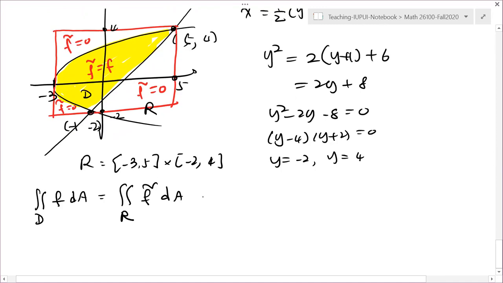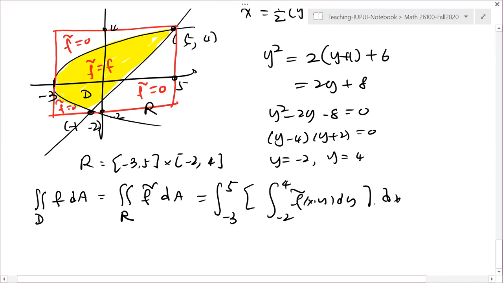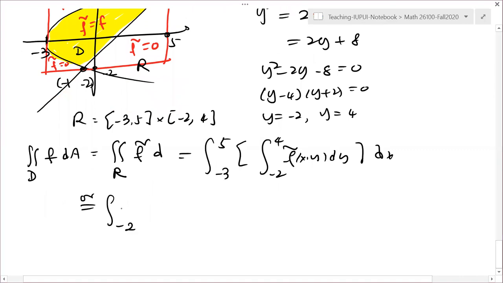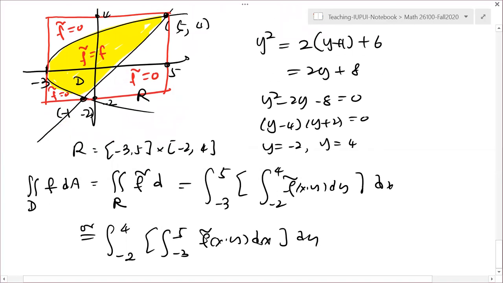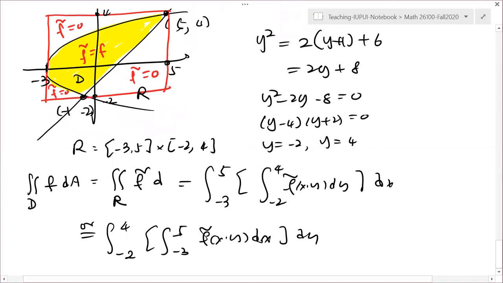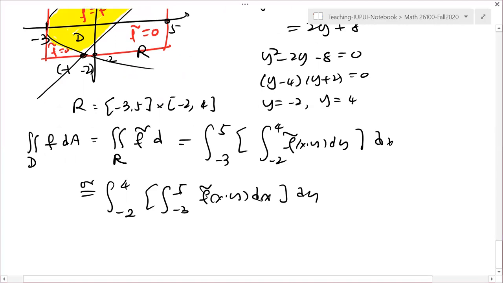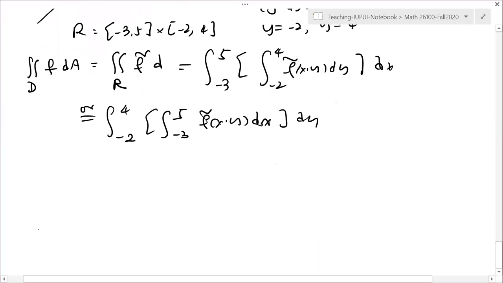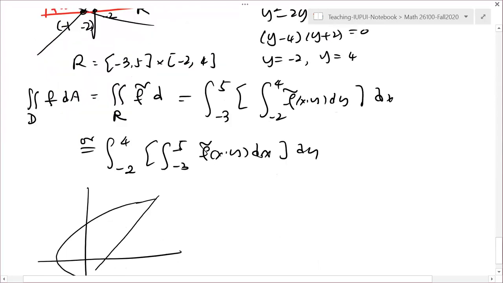So we have 2 different iterated integrals, and which one do we have to choose? One has x outside and y inside. The other has y outside and x inside. How do we solve this problem now? Which one is better? Let me draw the picture here for either one.